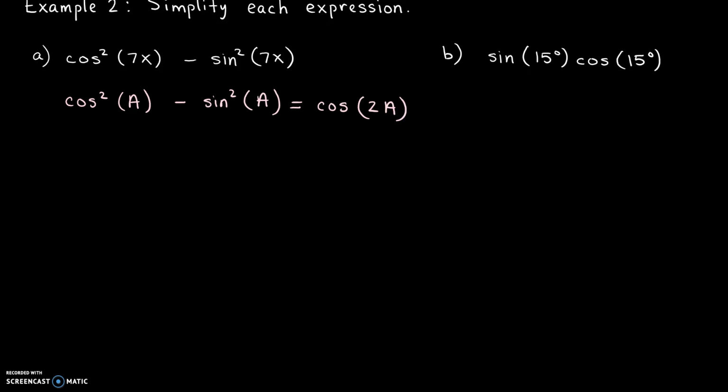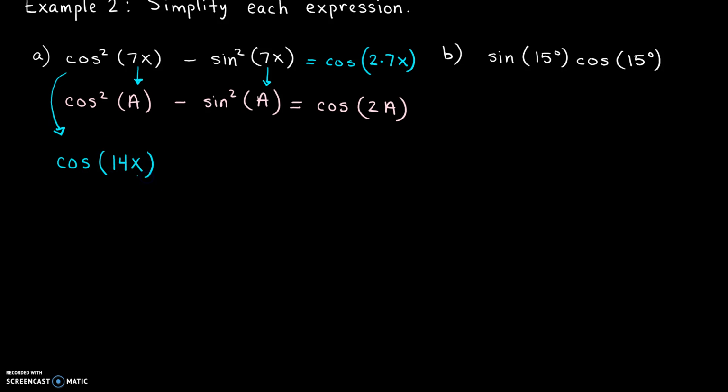And the question is, okay, well, what is a? And so if you look carefully, it looks like a is just this 7x. And so it looks like this here should just equal cosine of 2 times 7x. And if you just clean that up, well, cosine of 2 times 7x, I'm going to go ahead and just put a little arrow here, just to know that this is cosine of 2 times 7, that's going to be 14.